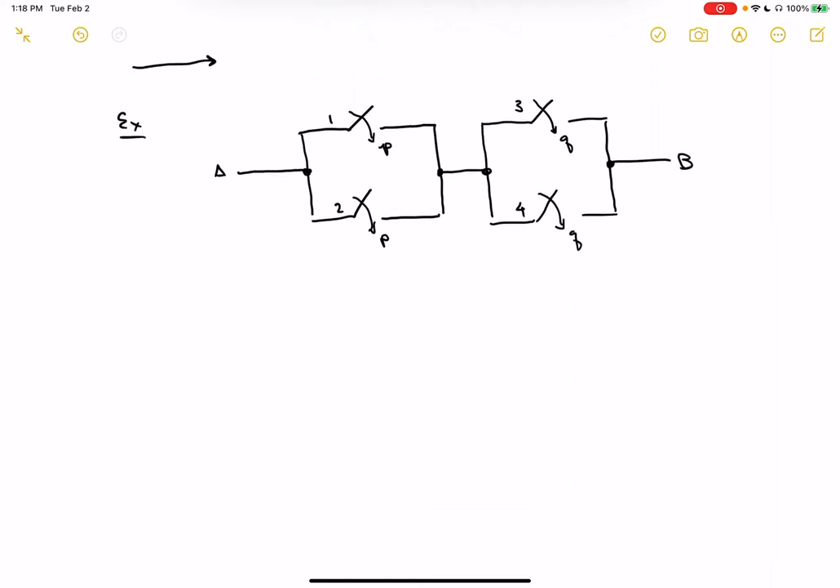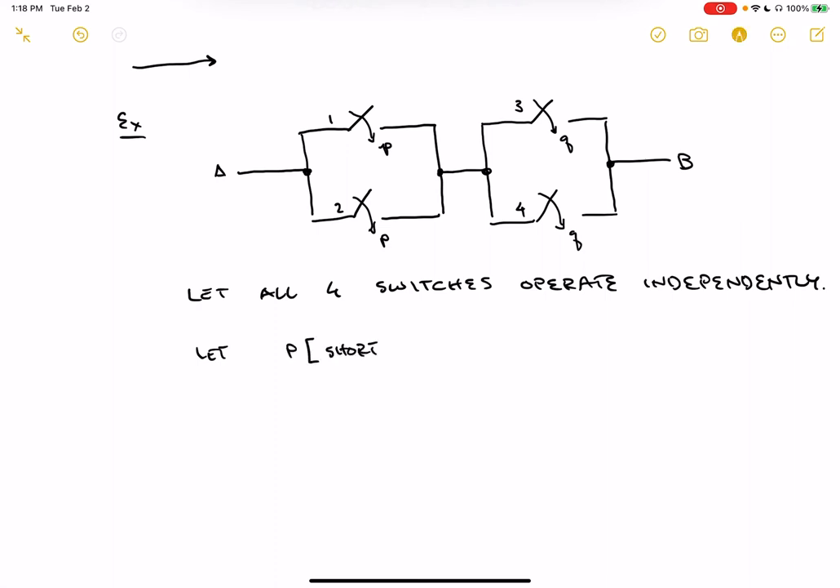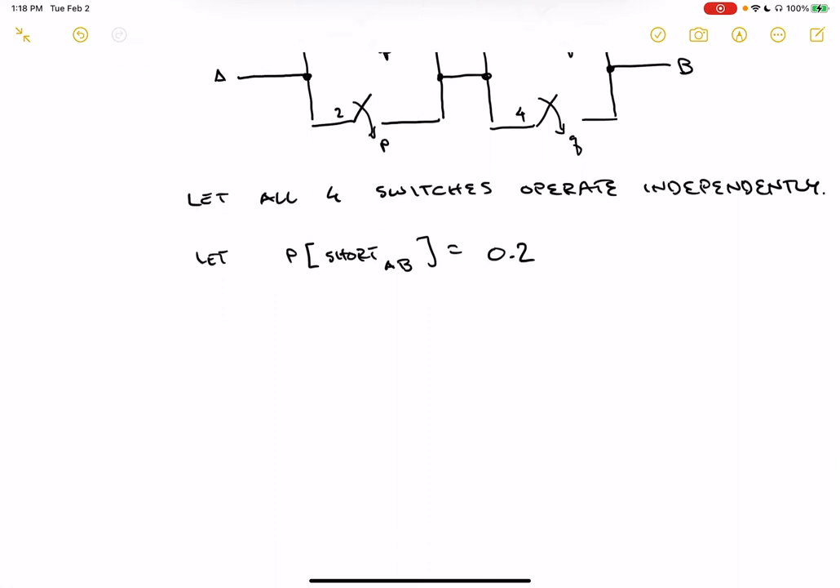So let all four switches operate independently. So we have four switches operating independently. Furthermore, for the time being anyway, let's let the probability of there being a short between A and B be equal to, let's set it equal to 20%. So 20% of the time there's going to be a short between A and B, and the other 80% of the time there is not going to be a short. That's our desired behavior in here.